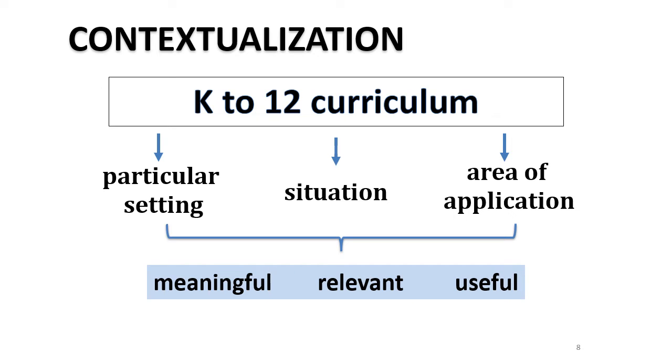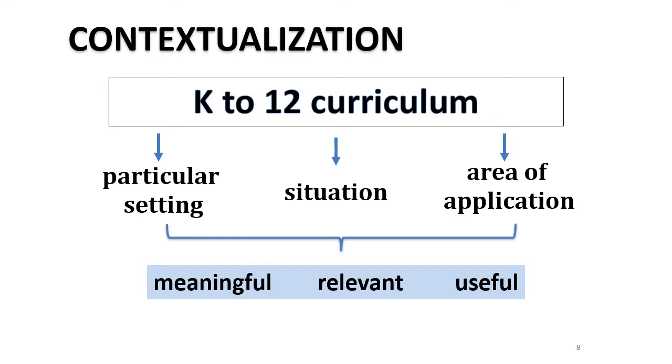So when these three are being addressed by the curriculum, to make the curriculum meaningful, relevant, and useful, that is now what we call contextualization. So based on this diagram, we have the curriculum, and we will make use of the particular setting. We will relate that to the curriculum, also the situation and the area of application, to make the curriculum meaningful, relevant, and useful to our learners, because they will now be able to relate with the competencies that our teachers or our school are giving to them.